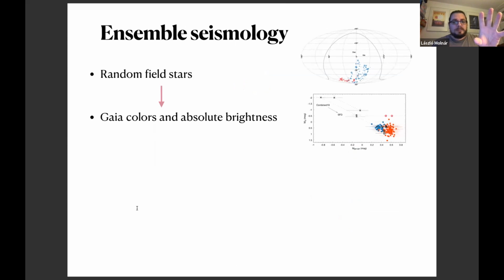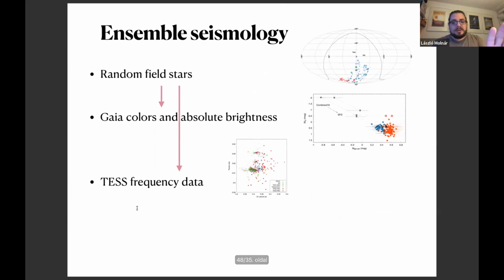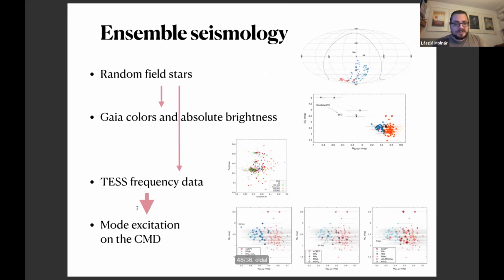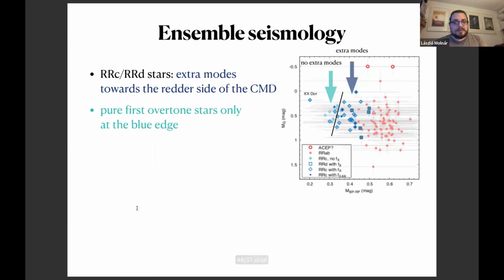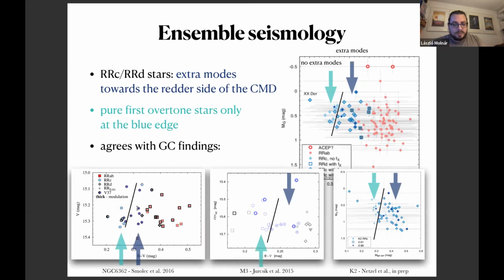Now we can select RRc stars, compare their color and absolute brightness and their TESS frequency data, and we can test how their modes are excited. And what we find is that these modes mostly appear toward the middle or the redder side of the overtone stars, and we see pure RRc pulsators only at the blue edge. And we don't only see this in TESS, we also see it in globular clusters where we have enough data, and we also see it in the K2 sample.